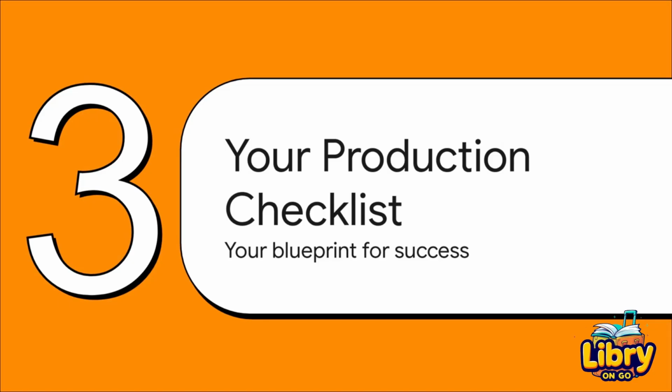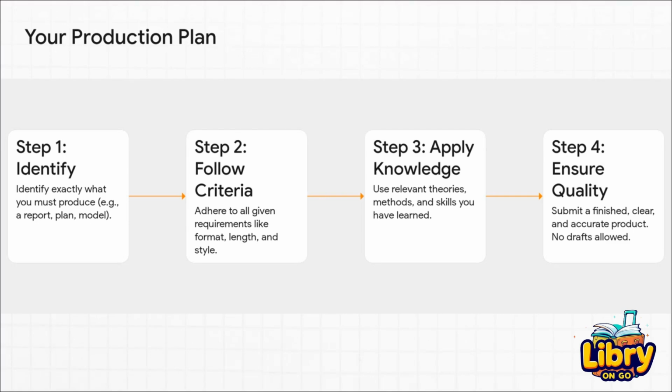Okay, so to make this even clearer, let's build a little checklist. You can use this for pretty much any produce assignment that gets thrown your way. Think of it as your blueprint for success. So here's your 4-step game plan. First, step 1, identify exactly what is the thing you're making. Is it a report, a model, a plan? Get specific. Step 2, follow every single instruction, the format, the length, the style, all of it.